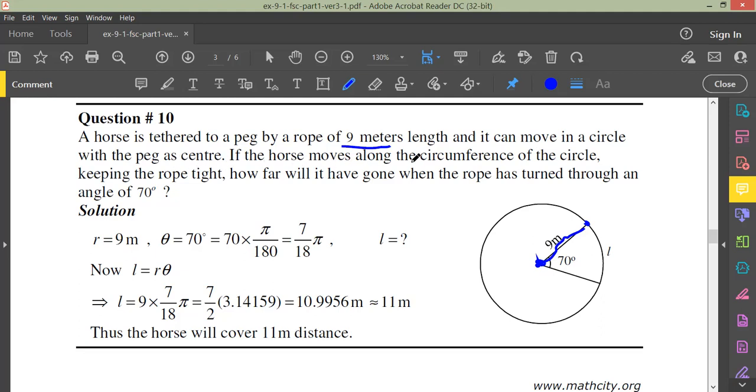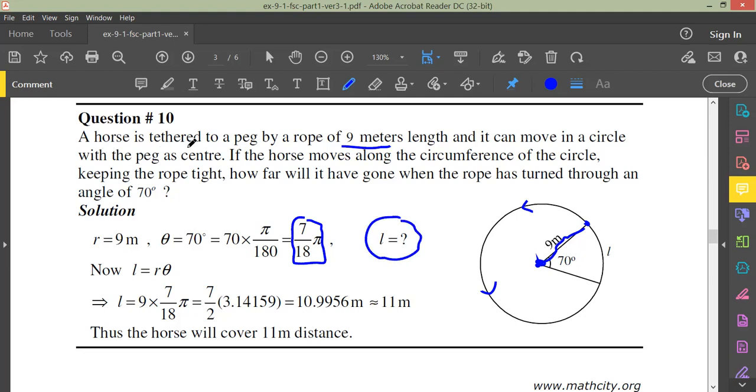The horse is moving along the circumference of the circle, running on the circular track, keeping the rope tight. How far will it have gone when the rope has turned through an angle of 70 degrees? Theta is equal to 70 degrees. We will convert 70 degrees into radians. To convert to radians, as we discussed, we will multiply by pi over 180. So we have to find the value of L.